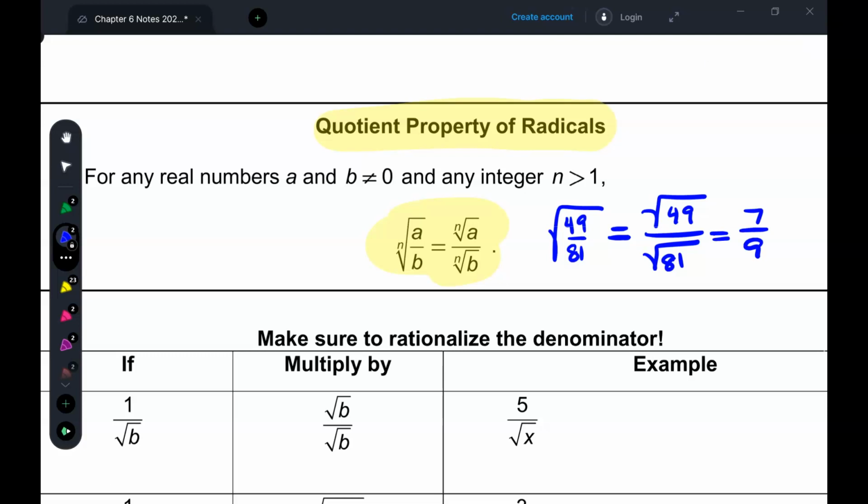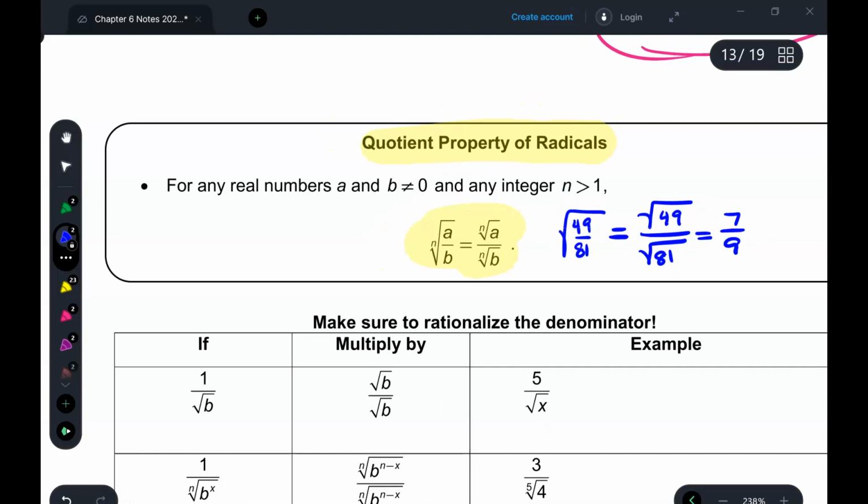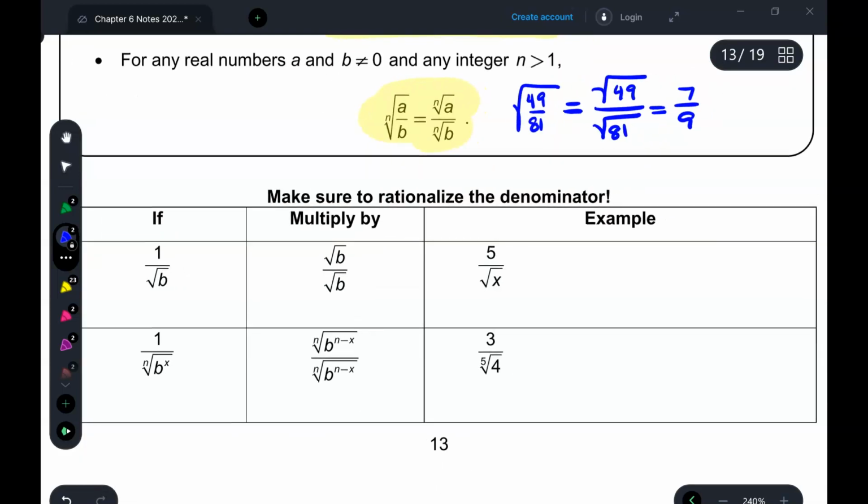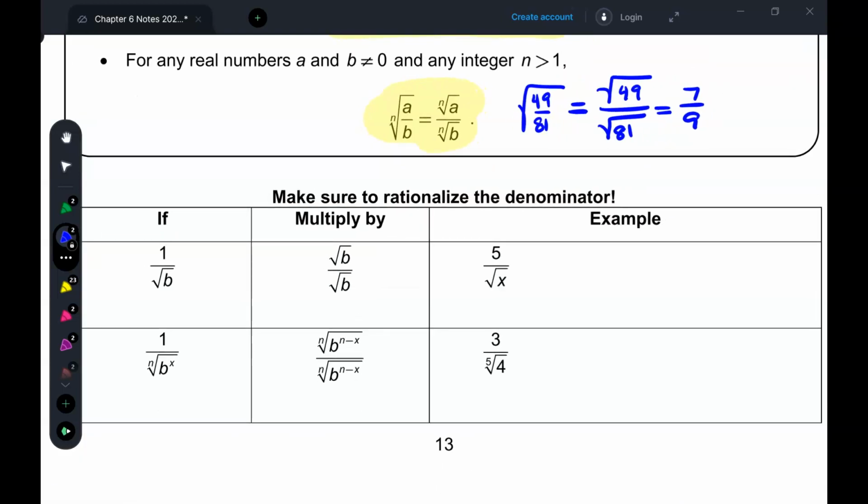Now, what happens when we have a square root left over in the denominator? What if that didn't go evenly? What do we call that? Rationalize the denominator. So we have to multiply. I know, it's been a while since we've done some of this. Some of you, I had in Algebra 1. Okay. All right, so let's look at rationalizing the denominator.